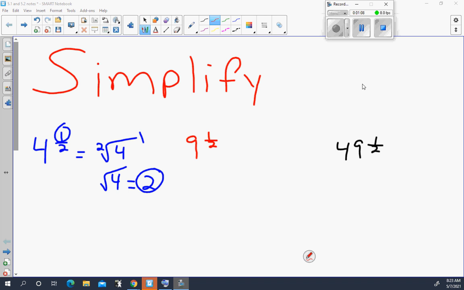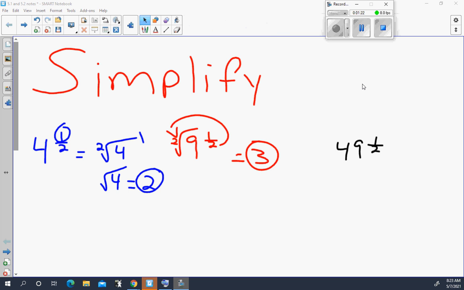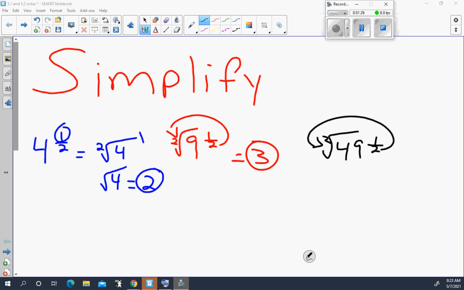Okay, same with this one. This bottom number is going to be our square root, so it's like a square root 2, or square root of 9, which is equal to 3. And this 2, right? Well, there's a 2 there, it's just a square root. What's the square root of 49? 7.